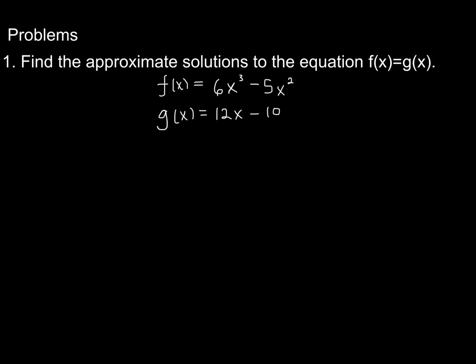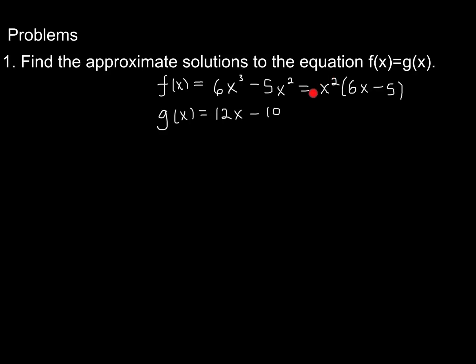How can we do that? Well, remember, we've talked a lot about how the roots are linked to the factors. And so if we factor this equation, we'll be in good shape. And it turns out we can factor out an x squared here, so we can rewrite this equation as x squared times 6x minus 5. And this will allow us to find the roots much more easily.